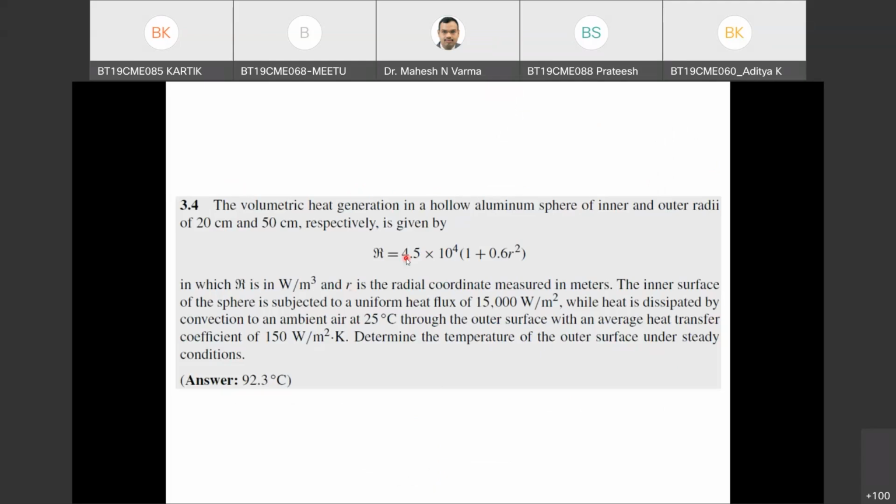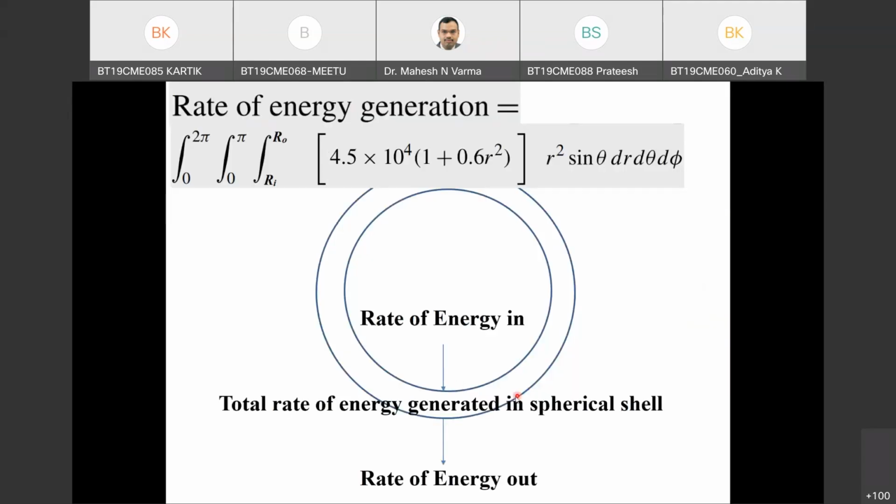And you can see what it is subjected to. This is the rate of heat coming in, which you can calculate. Here the area will be at 0.2 meter, so multiplied by the inner surface area of the sphere, that gives the rate of energy coming in. Plus the rate of energy added gives the rate of energy going out. So what is the rate of energy from the outer surface?